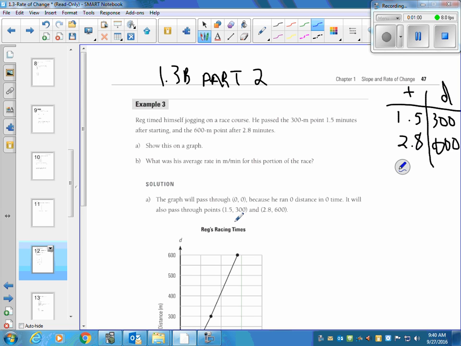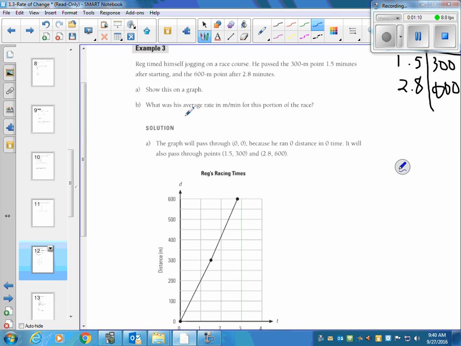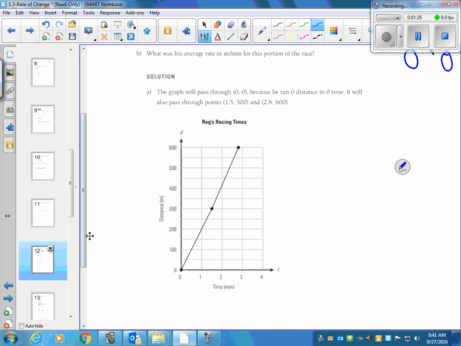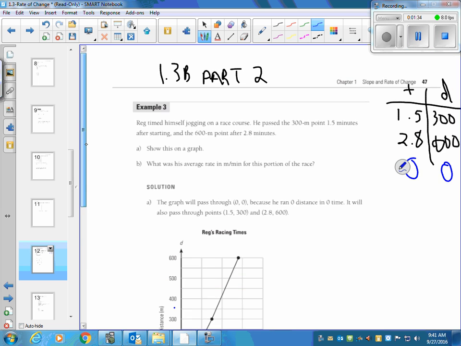Remember, we talked about how time is always on the x-axis and distance or money, anything like that, goes up on the y-axis. A key thing to remember is always on these kinds of things, when you have a 0 time, you have a 0 distance, so you also have a point of 0 and 0. So coming up on the graph, I know I have to go to 600, so I'll do my scale from 0 all the way to 600, and it was in minutes, so I think my biggest minute was 2.8 minutes or something like that?